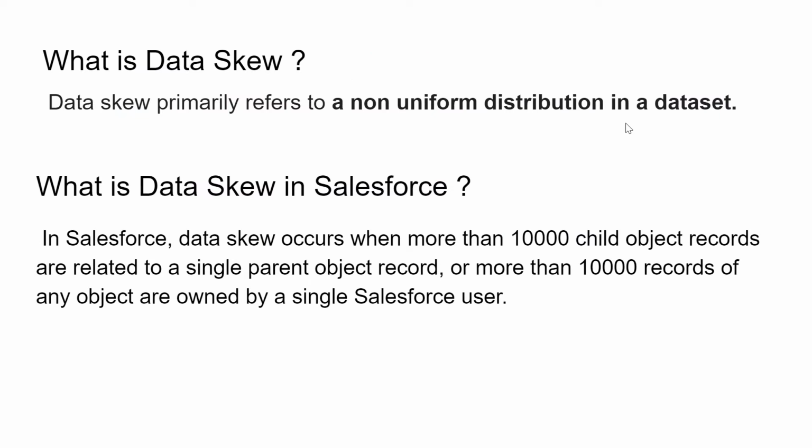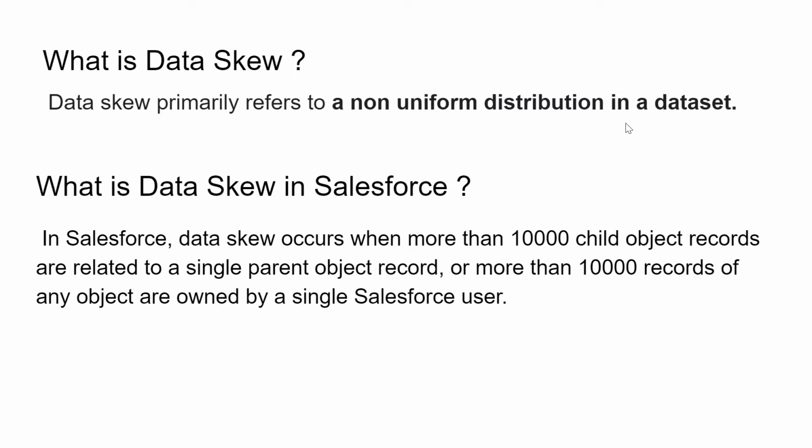First, what is data skew? Data skew primarily refers to a non-uniform distribution in a dataset. When we have a large number of records in Salesforce and they are not uniformly distributed, at that time we face issues or performance issues in Salesforce, and that is known as data skew. The issue occurs when we do not uniformly distribute the records.